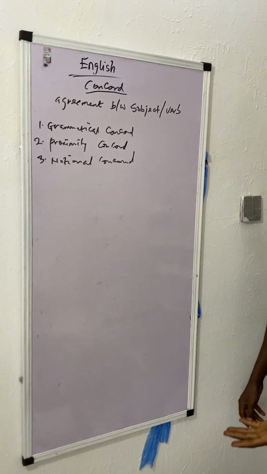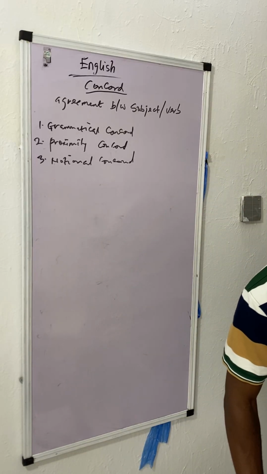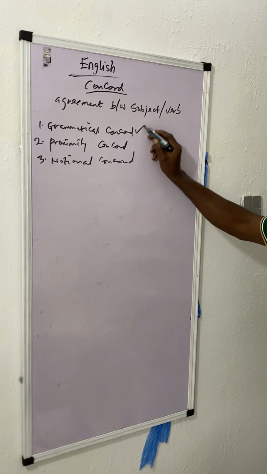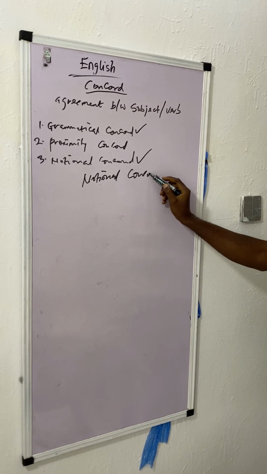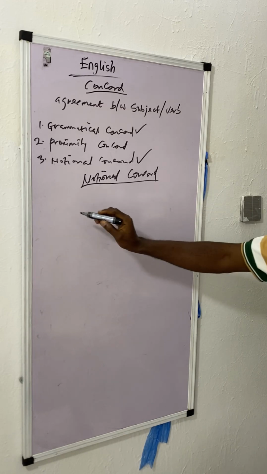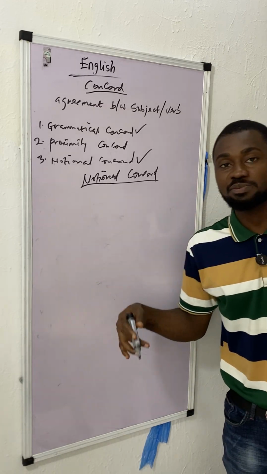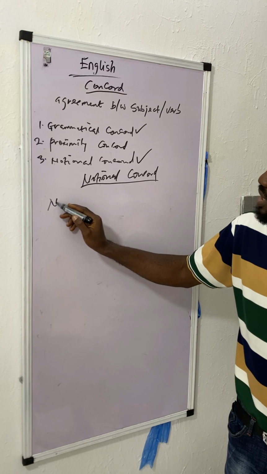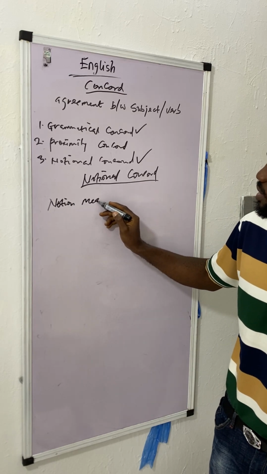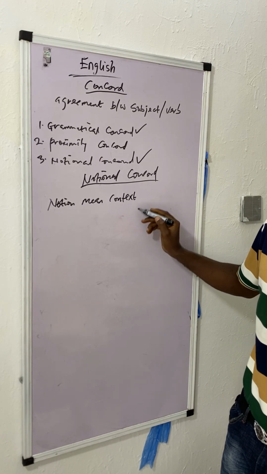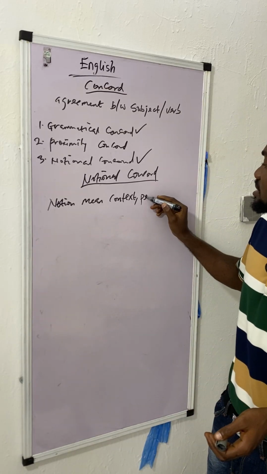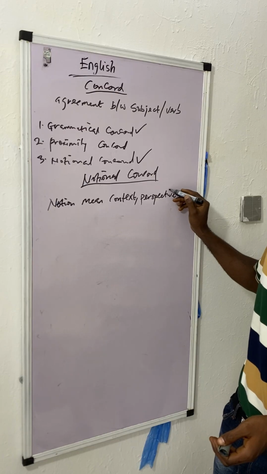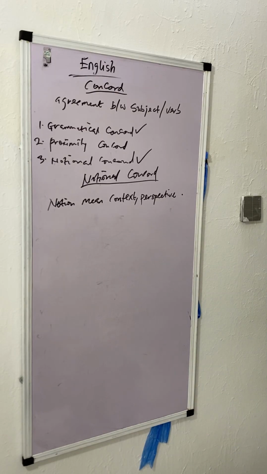Proximity concord. What is proximity concord? Or let's pick notional concord. We've done this one. Let's do this one. Notional concord. What is notional concord? Based on the notion, based on the perspective, based on the context. Notion means context. What you mean? Context, perspective. That's notion for you.